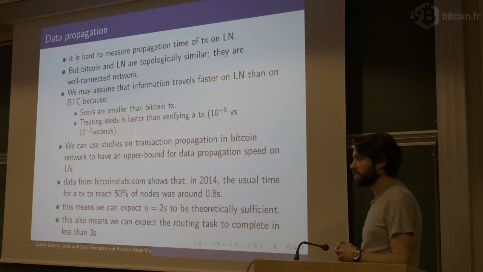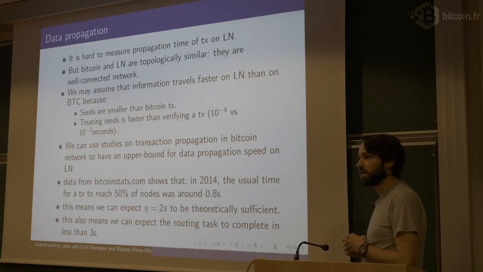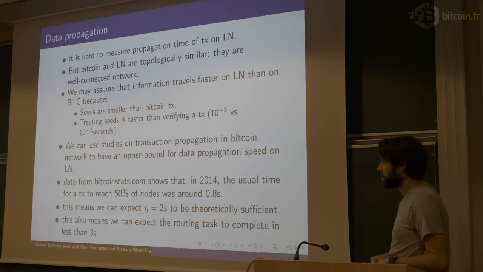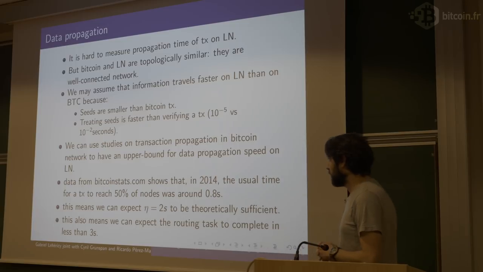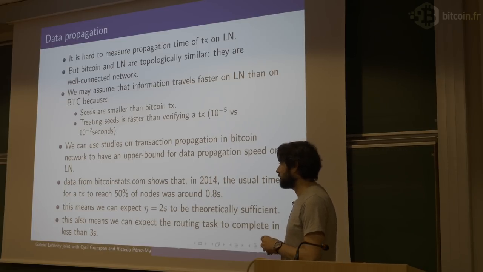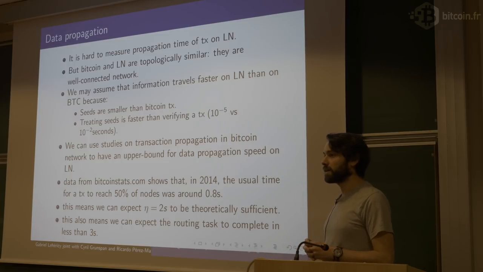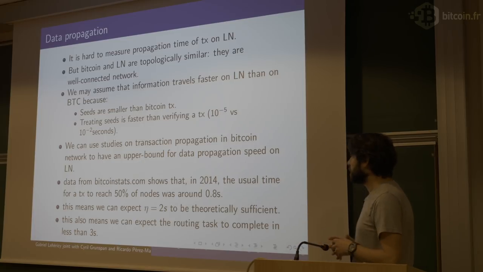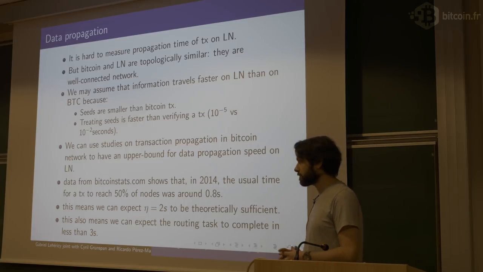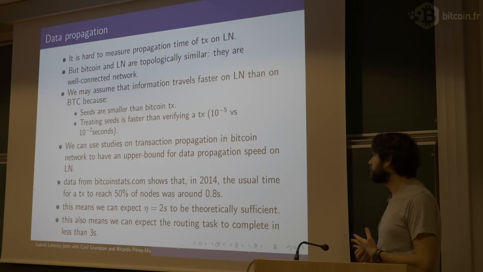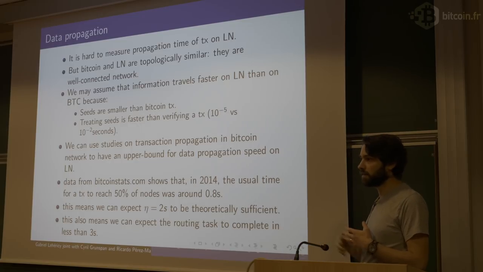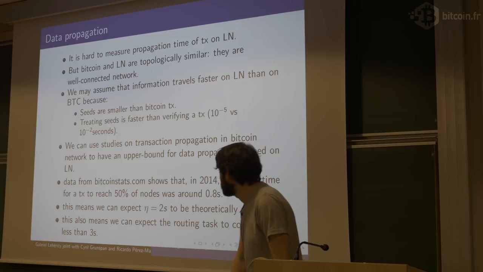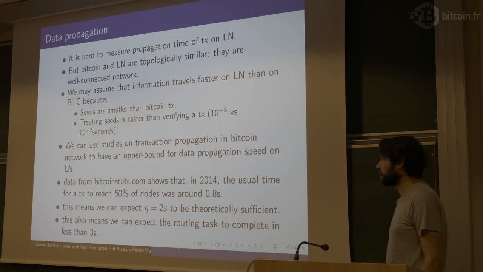On Bitcoin stats, there is information about the speed of transaction propagation. Specifically, it said that in 2014, it took a transaction 0.8 seconds to reach 50% of the nodes. And that's basically all we need to know, because if you know how long it takes for a seed to reach 50% of the nodes, then this is basically how long it takes to find a match. You can expect that after this time, most of the matches will have occurred. Which means that, in theory at least, if we set eta equal to 2 seconds, it should leave enough time for the routing task to process. Which also tells us that we can expect the complete routing task to be done in about 3 seconds.